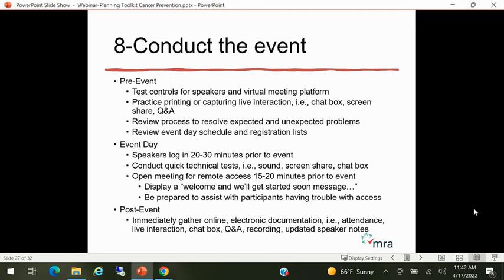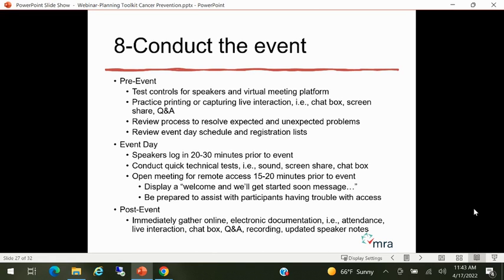Then on the big day of the event, make sure your speakers are logged in 20 to 30 minutes prior to the event. Conduct a very quick technical test with each of them: sound, screen share, chat box. You never know. There are constant updates being pushed out. You want to make sure that everyone's software and technology is ready to go.